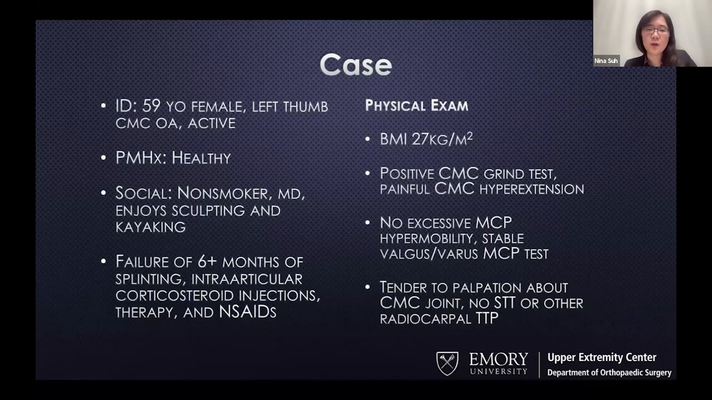But this is a case of a 59-year-old female, left thumb CMC, super active, very healthy, non-smoker, really into sculpting and kayaking, who had really 6 months of all the options. So bracing, splinting, intra-articular injections, she also went to hand therapy, did topical and oral anti-inflammatories, but still continued to have pain. Physical examination was positive, so she had a positive CMC grind test, had a painful CMC hyperextension. She had no real MCP hypermobility, and it was stable to examination, and it was certainly tender over the area that we were worried about.